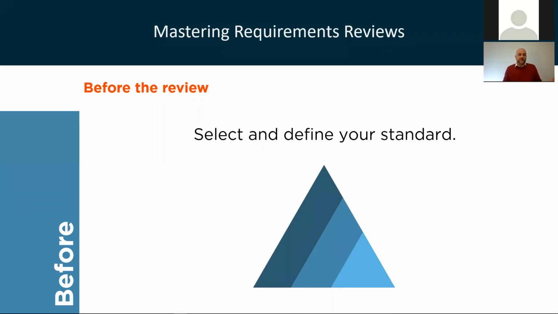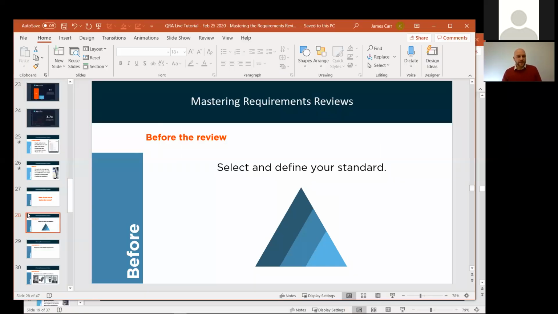Because if you don't have a standard in place, you can't point to it and say, hey, this is actually in violation of the standard that we discussed. So select and define your standard and then enforce that. Keep everybody on the same page with what's been written.